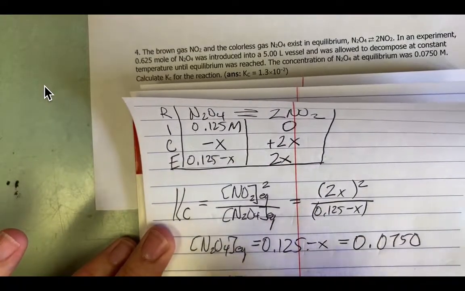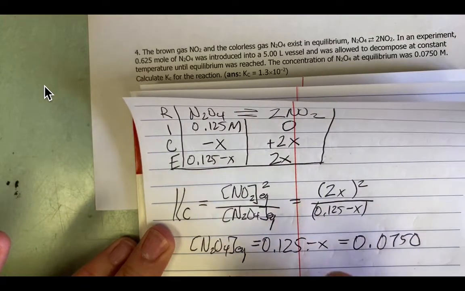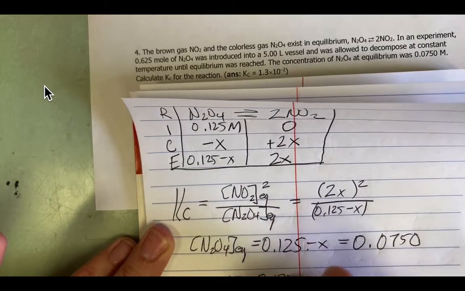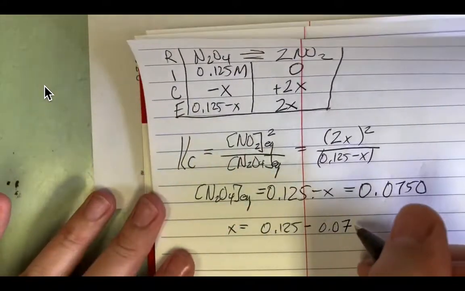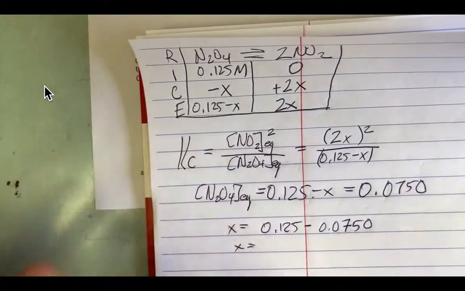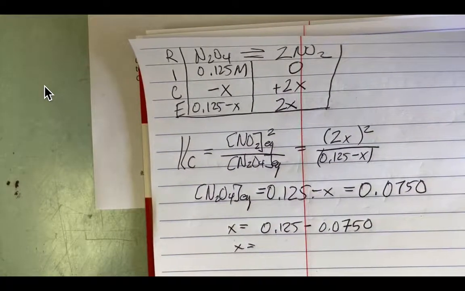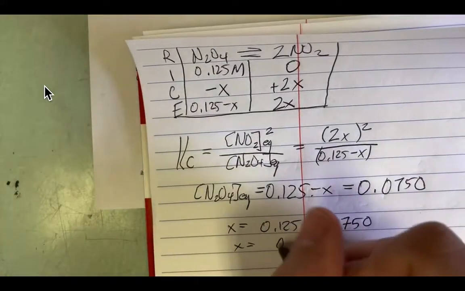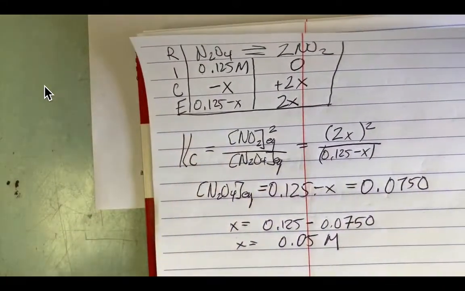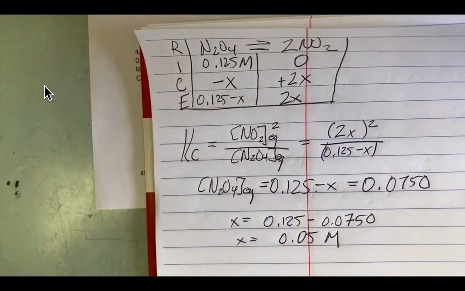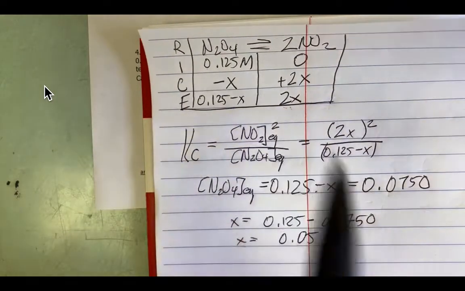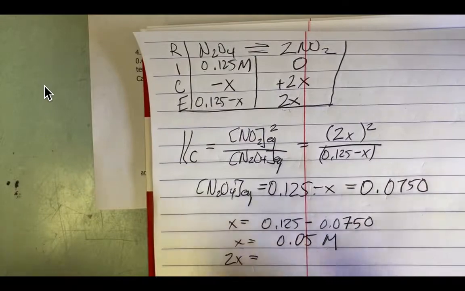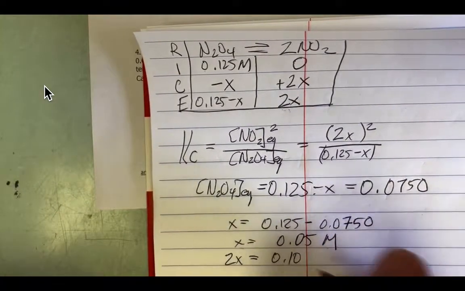So x equals 0.125 minus 0.0750. So x is equal to 0.05 molar. We'll still have to do just a tiny amount of work. So x is equal to that. So the concentration of NO2 is 2x. 2x is equal to 0.10 molar then.